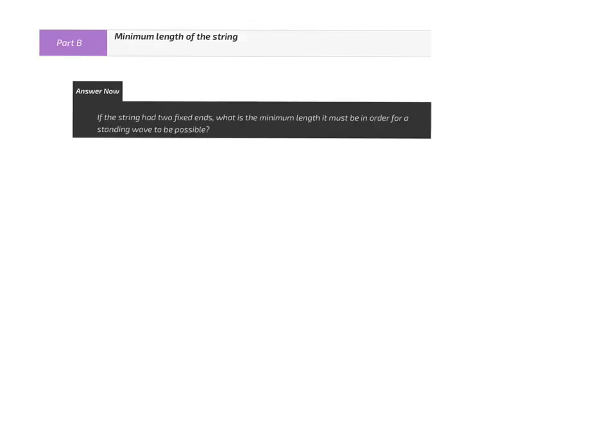For part B, if the string had two fixed ends, aka nodes, what is the minimum length it must be in order for a standing wave to be possible? To get a standing wave on your bit of string, you would want the fundamental frequency, the one that looks like this, where you've just got one antinode, because that means you don't need to fit in loads more antinodes. So that'd be the shortest possible bit of string you could have.